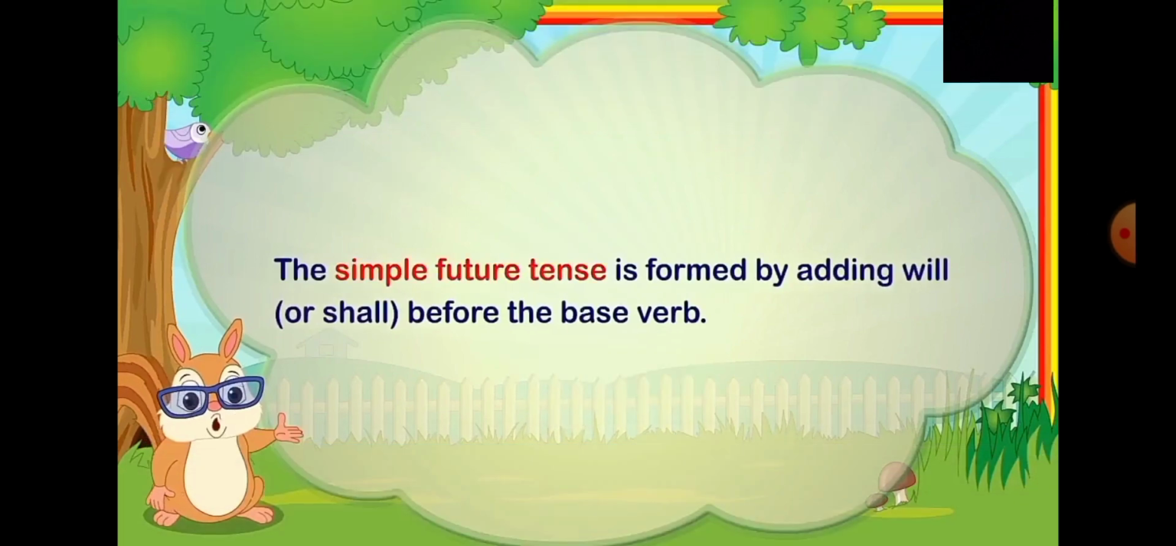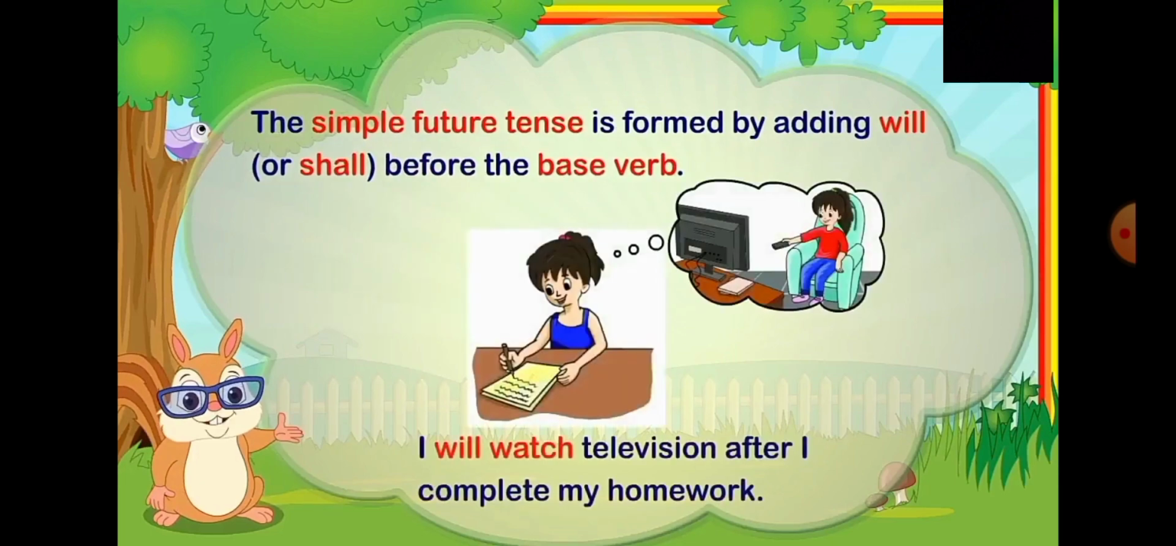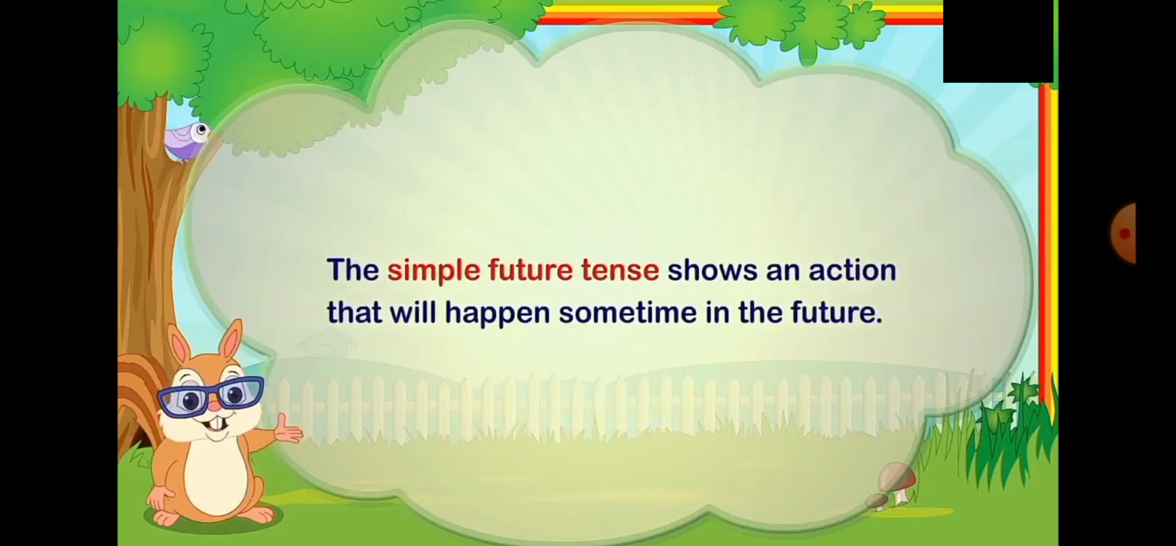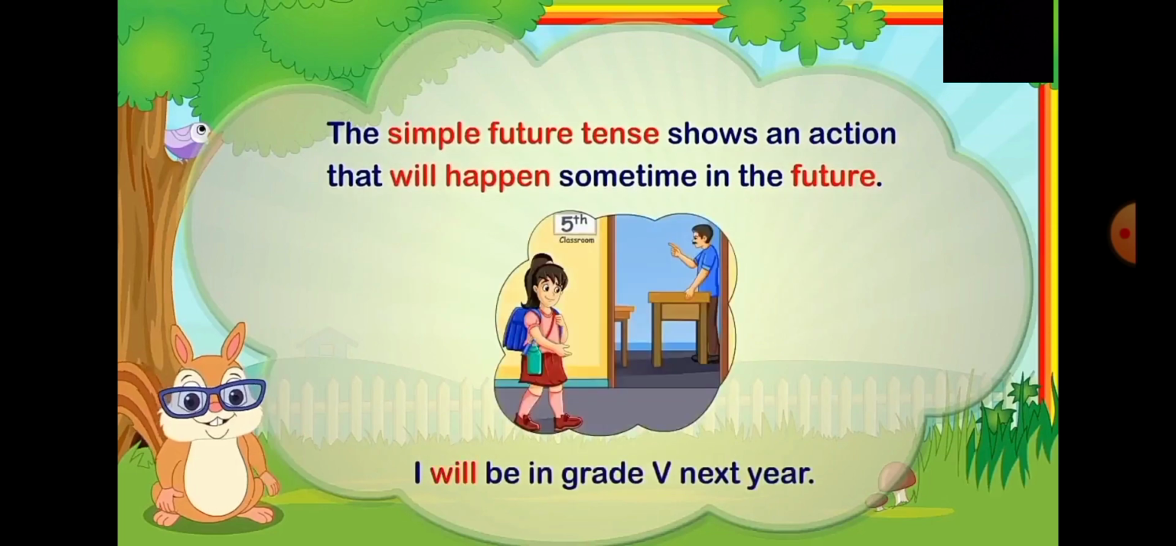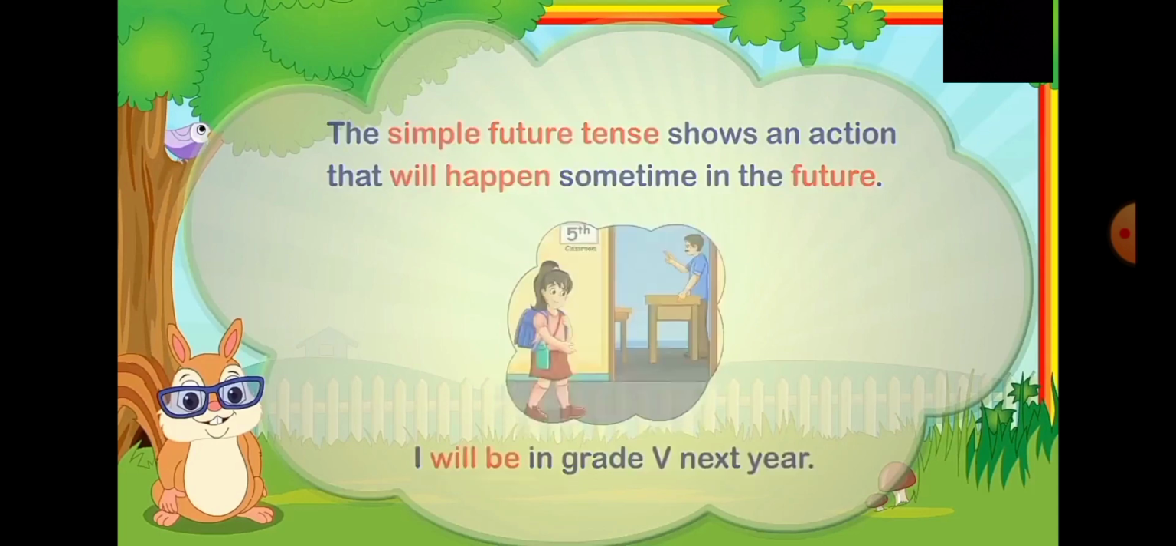The simple future tense is formed by adding will or shall before the base verb. I will watch television after I complete my homework. The simple future tense shows an action that will happen sometime in the future. For example, I will be in grade 5 next year.